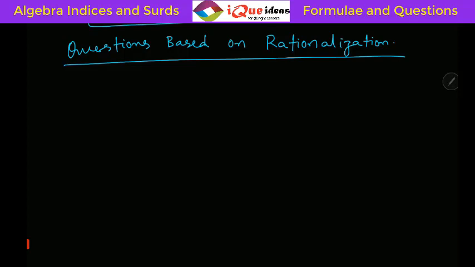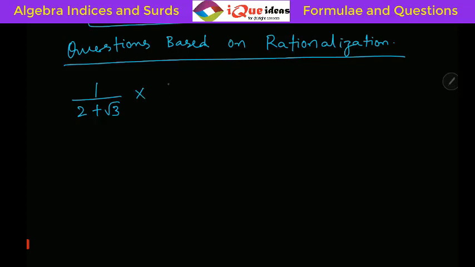Now this part is based on questions on rationalization. Now what is the meaning of rationalization? This situation comes up only when there is an irrational number in the denominator. Let's take an example, 1 upon 2 plus root 3, right? Rationalization means that in the denominator we make sure that there is no irrational number. We make it rational. How do we do that?